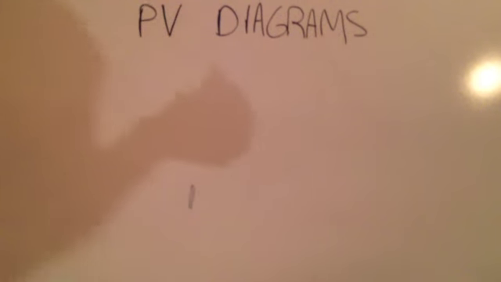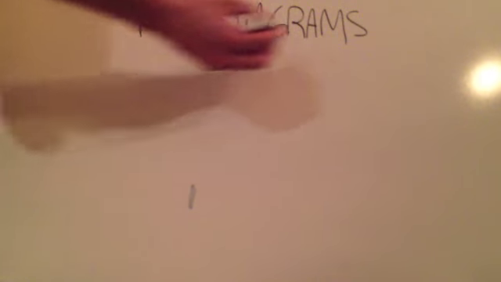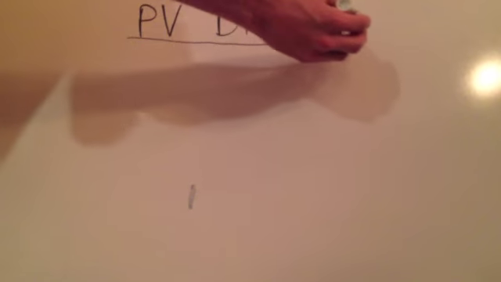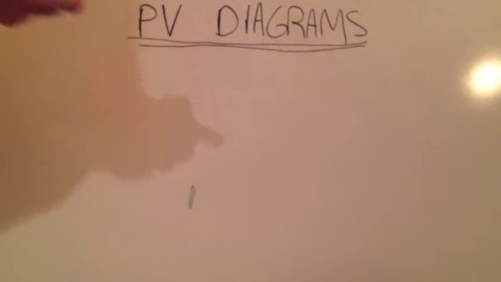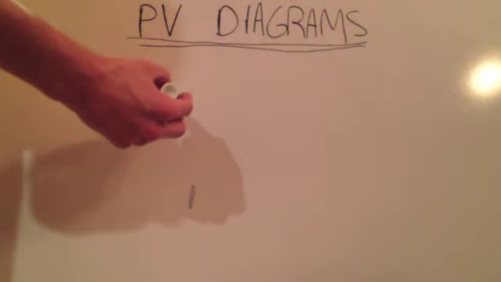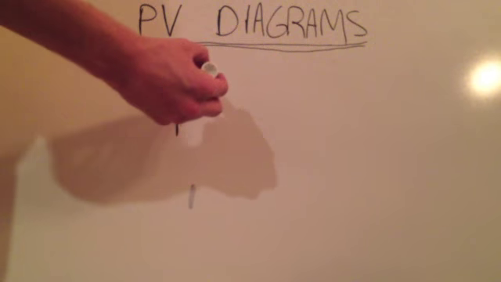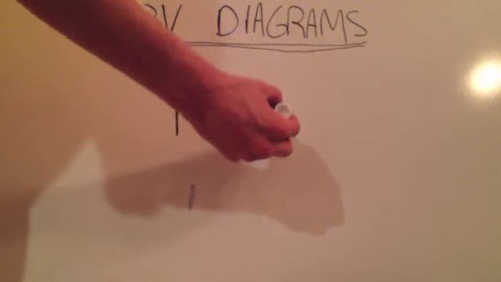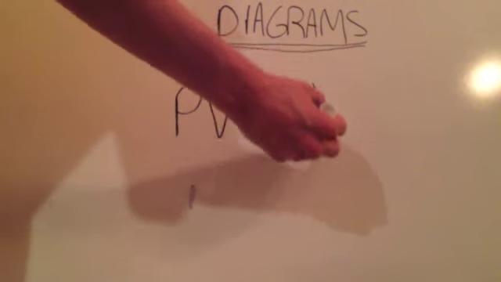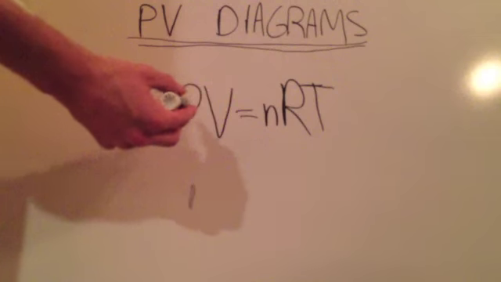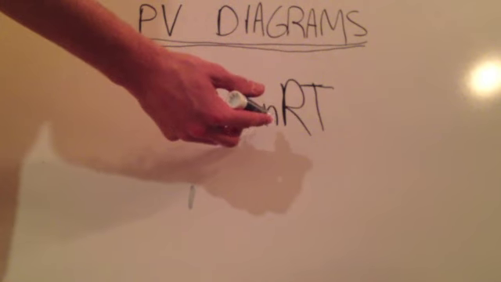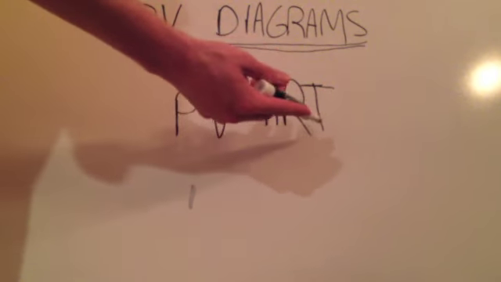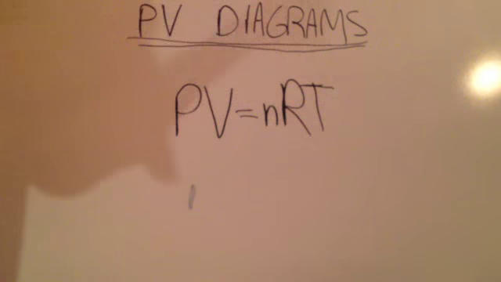Today I'm going to talk to you about PV diagrams, which are diagrams which help represent a process in thermal physics in a closed system. And it all starts with the relationship of the ideal gas law, which is PV equals nRT. And this relates pressure and volume to the number of molecules, a constant, and the temperature as measured in Kelvin.